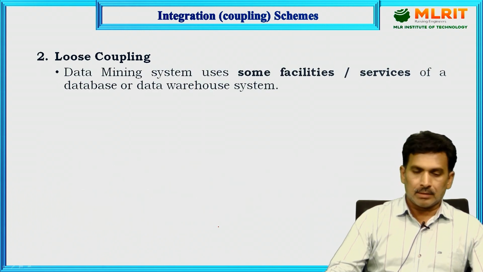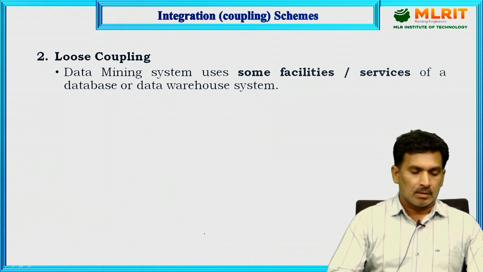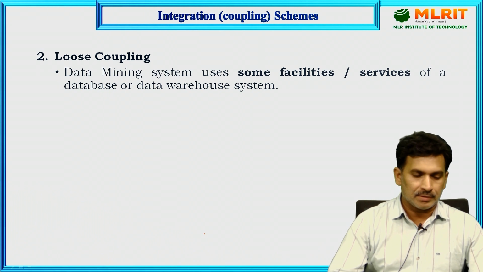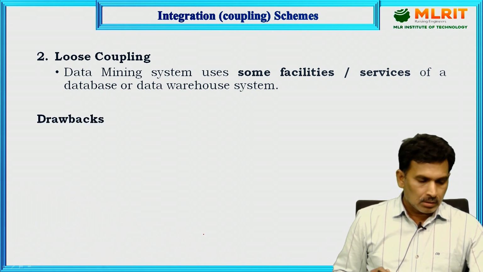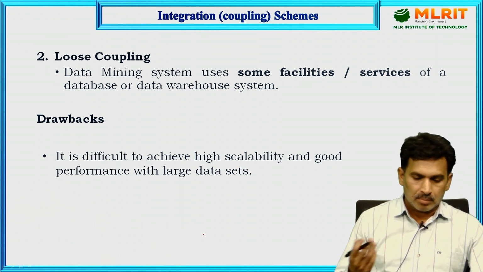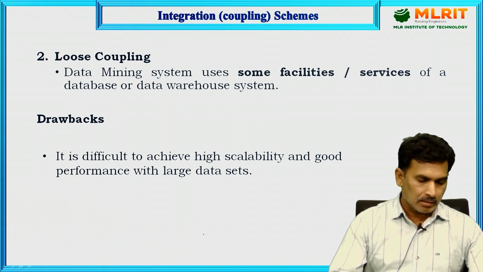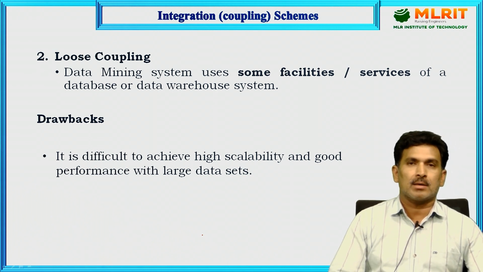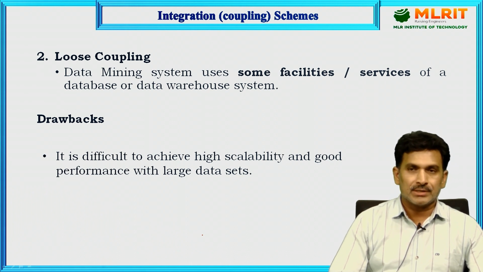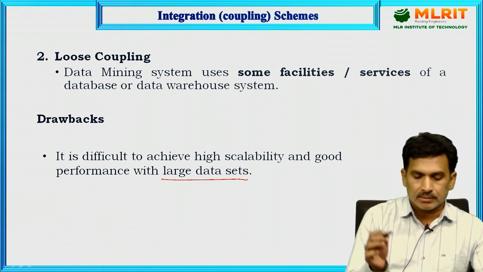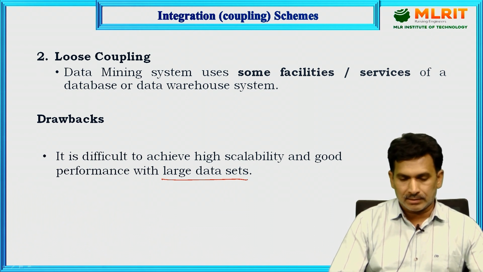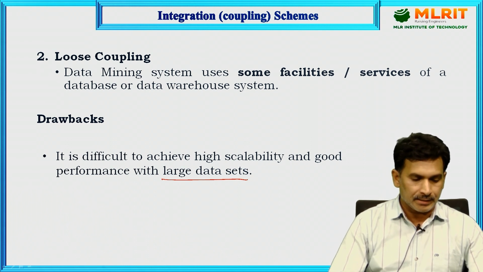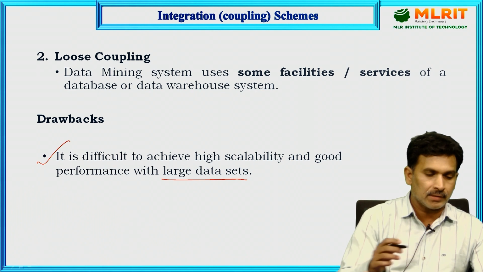The second integration scheme is loose coupling, where the data mining system uses some facilities or services of a database system or data warehouse system. There are some advantages, but also some drawbacks. One of the main drawbacks with this loose coupling system is that it is difficult to achieve high scalability and good performance with large data sets, because the database or data warehouse systems do not support scalability for large data sets. That could be considered one drawback of this loose coupling system.